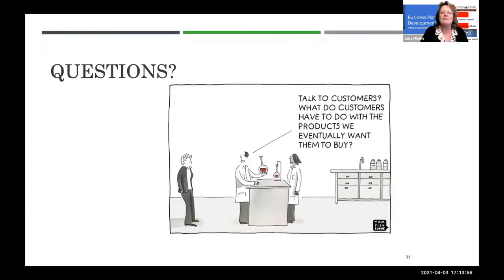So in summary, talking to customers, what do customers have to do with our products? This is probably the most difficult part of being an entrepreneur, is doing this section. I highly encourage you to do this, because the more work you do in this area, the better chances of success you're going to have in starting your business.